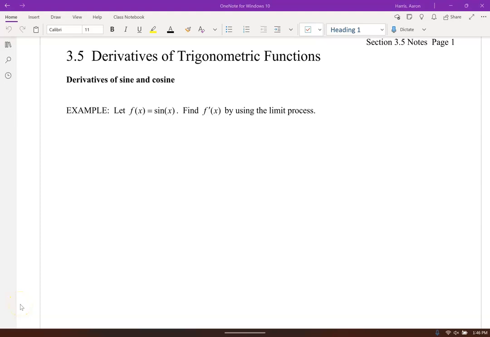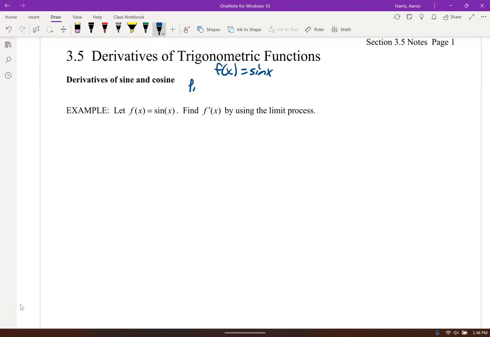All right, let's get into derivatives of trig functions. What I'm going to do here is, if the function f of x is the sine of x, we're going to prove that its derivative is the cosine. So we're going to use the definition of the derivative, right?